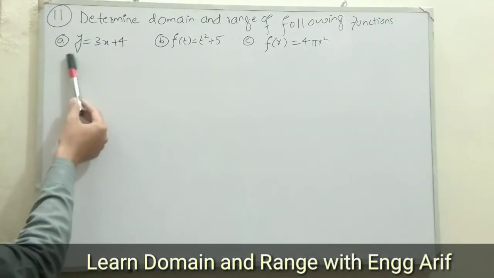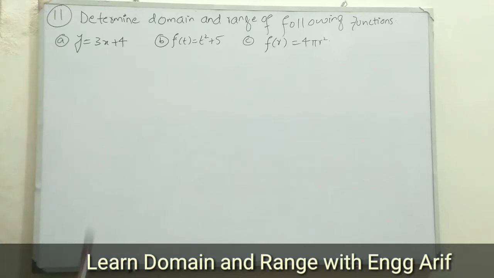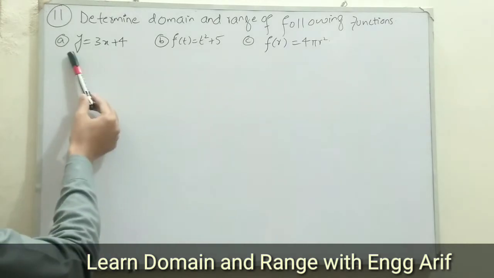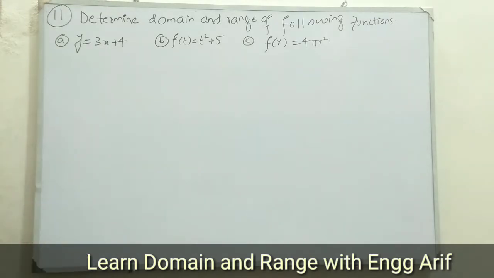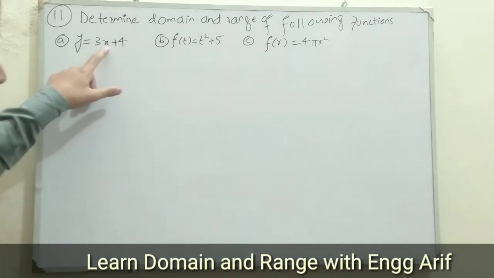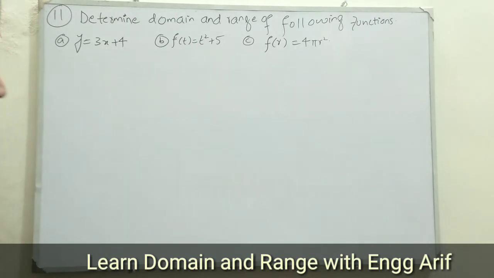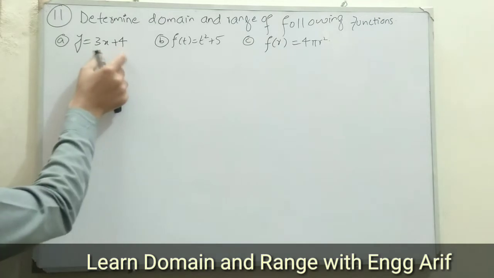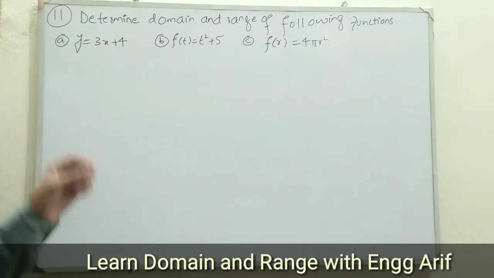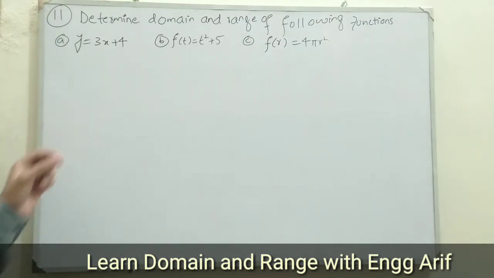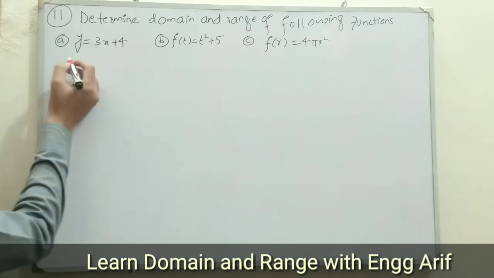So let's suppose this is a function y is equal to 3x plus 4. Over here x is the independent variable and y is the dependent variable. So x is actually the domain and y is actually the range of this function. How can we find the domain for this function? Domain is actually those values of x on which the function is defined, excluding those where the function is undefined or going towards infinity.